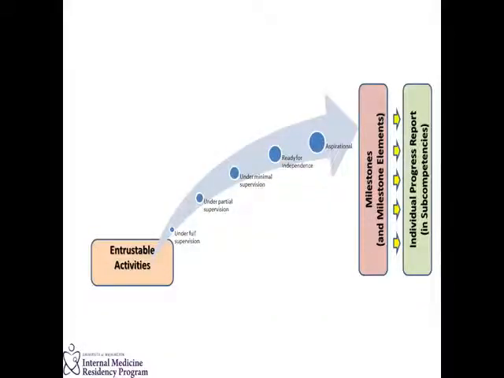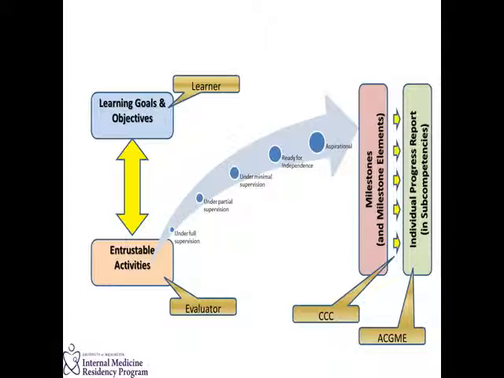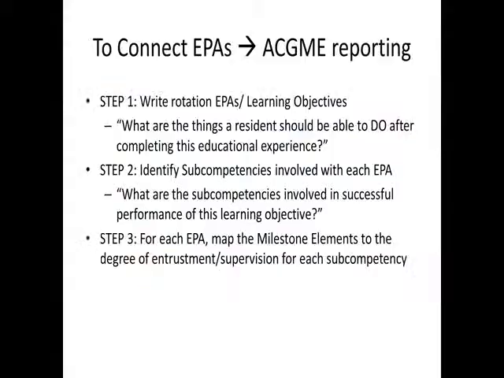So step 3 of our process that we've described here has connected evaluation questions based upon rotation-specific EPAs to the 22 subcompetencies reported to ACGME via these milestone elements, and can be used by our Clinical Competence Committee to determine progress along these subcompetencies. Together with our first 2 steps, we have now created a system that connects rotation learning objectives for residents to evaluations assessing degree of trust and supervision to subcompetencies that are reported to the ACGME. How this actually would work, starting from the evaluation form all the way to reporting to the ACGME, will be reported in our next video.